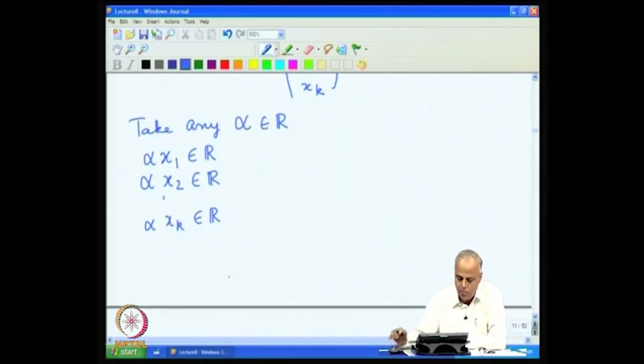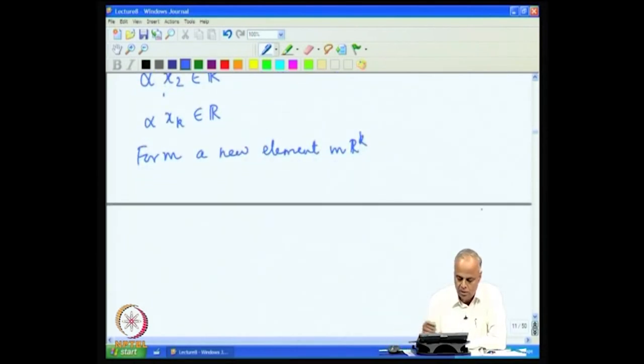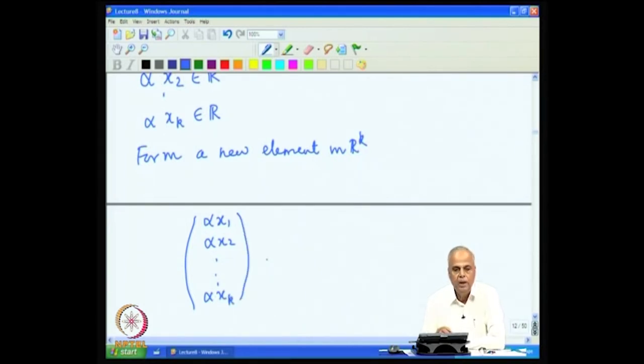We now form a new element in Rk as follows. Take the first entry as alpha x1, second entry as alpha x2 and kth entry as alpha xk. Since each one of these entries is a real number, this is in Rk.